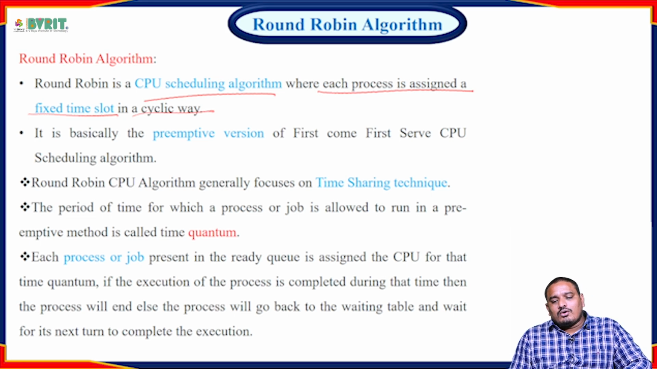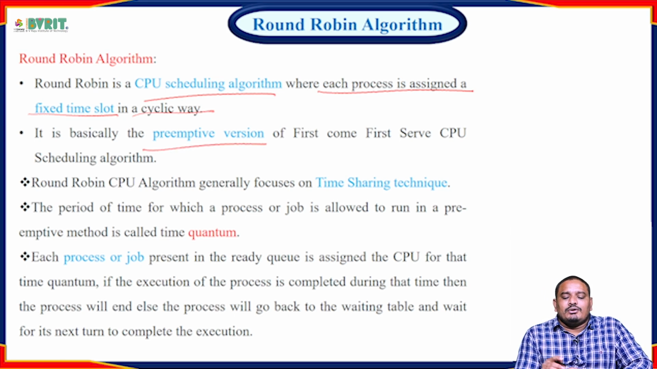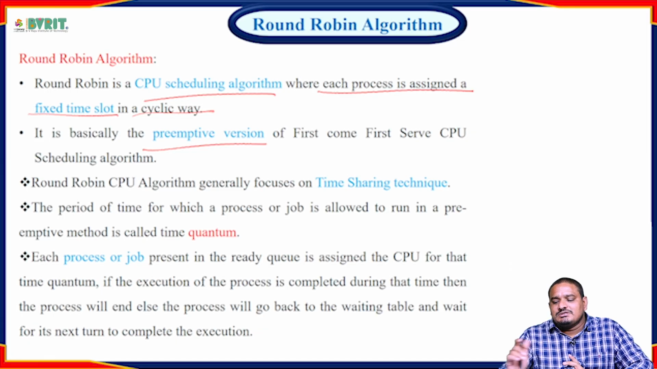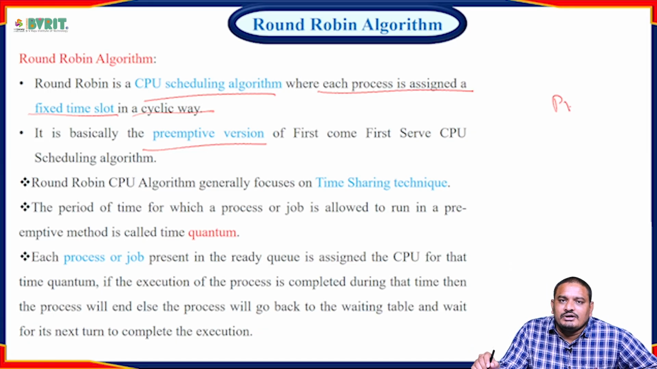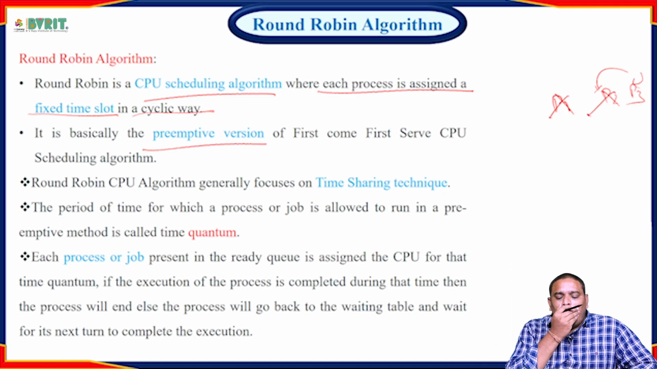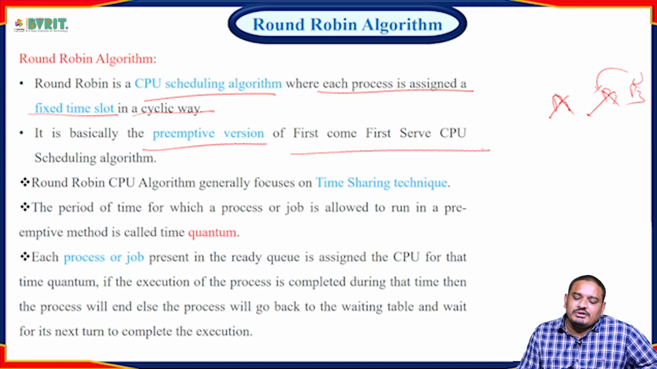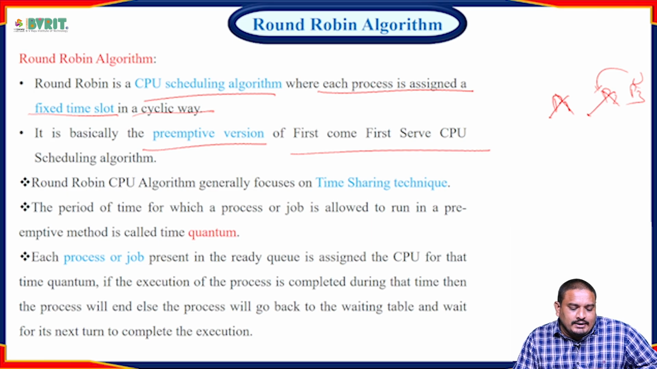Basically, the round robin algorithm is a preemptive version. Preemptive means one process is executed in the CPU while the other processes are waiting. After completing P1, P2 will be ready for executing. After P2 is completed, P3 is ready to execute. That means it follows the first come, first serve CPU scheduling algorithm.